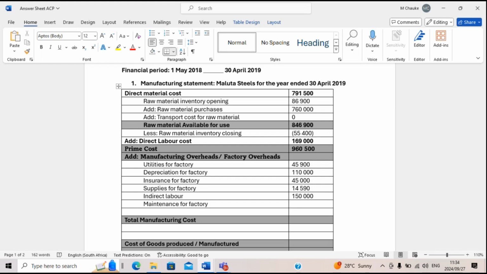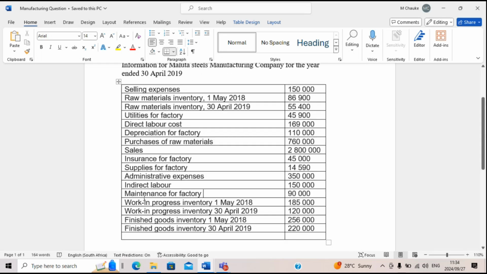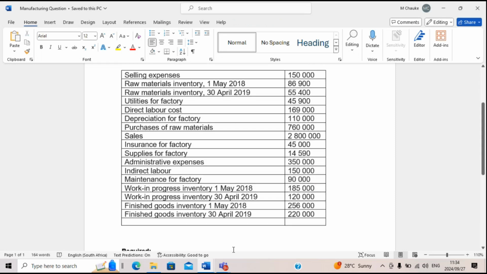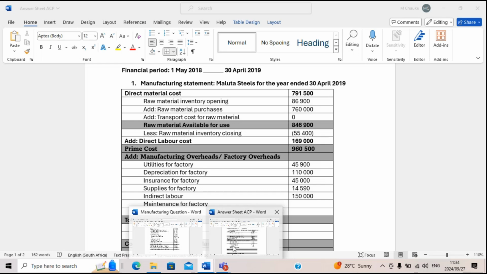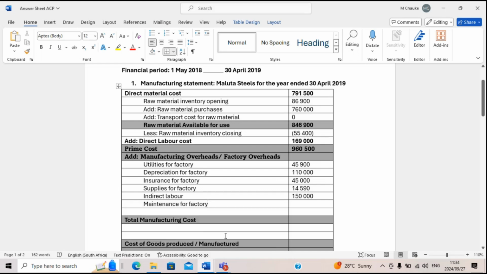Maintenance for factory, how much is it there? Maintenance for factory is 90,000. So 90,000, right? That is the last one there.